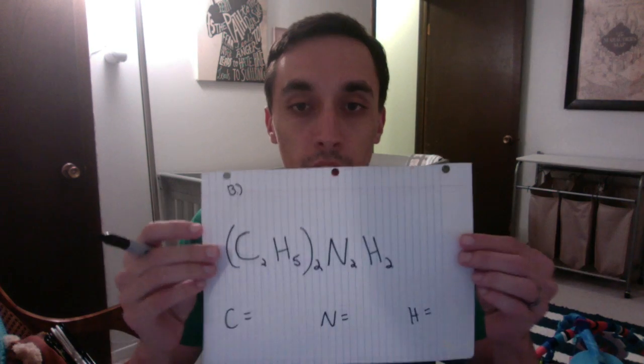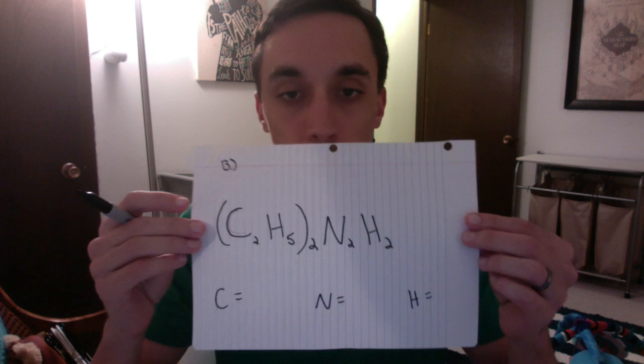Okay, so in this problem we are given a series of compounds and asked to identify the number of atoms of each element within the compound. So we're going to do parts B, C, and D here. Here is the compound for part B.